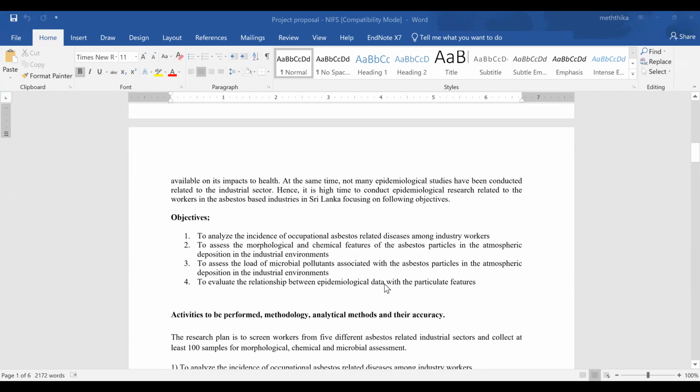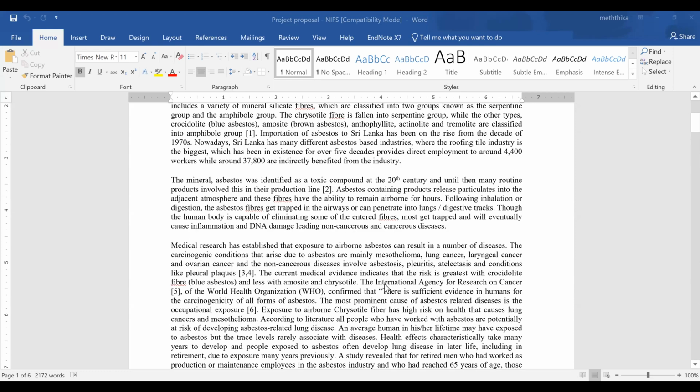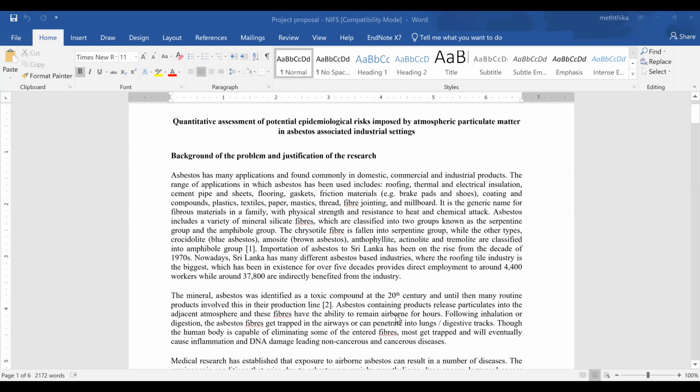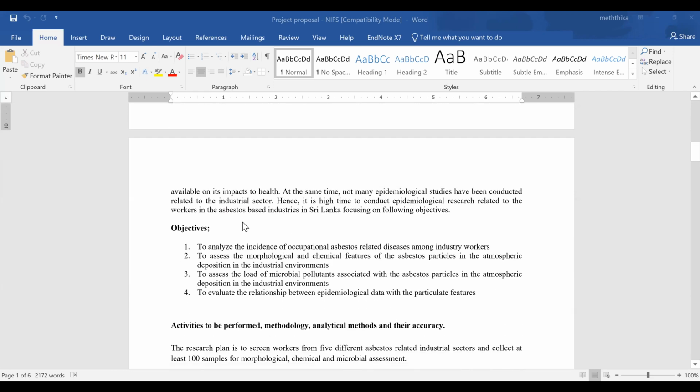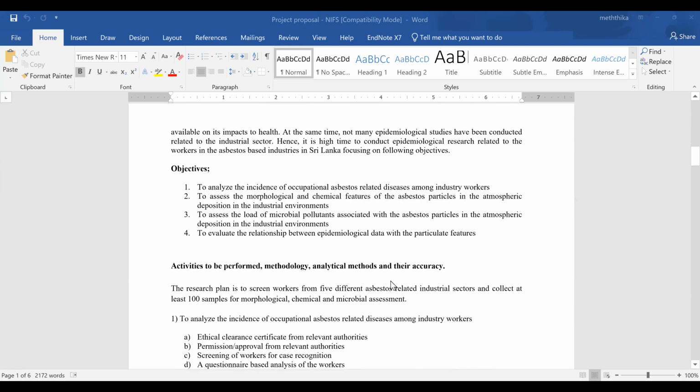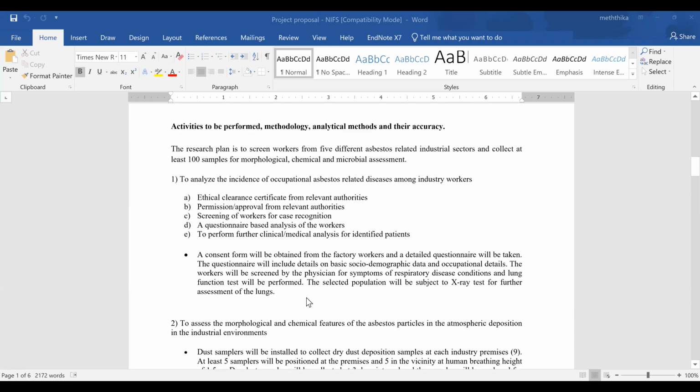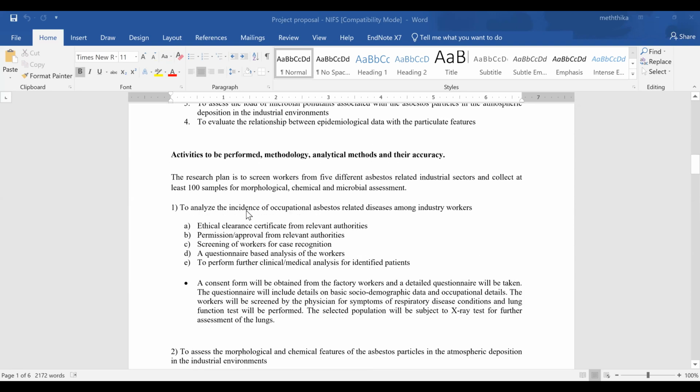Everything depends on what kind of place you are submitting your proposal to, whether they have a structure or not. Since they didn't have a structure, we directly discussed the background and justification in one page, and then went into the objectives. Here we have set up 4 objectives. Then the methodology, analytical methods, and accuracy, you discuss each one by one.